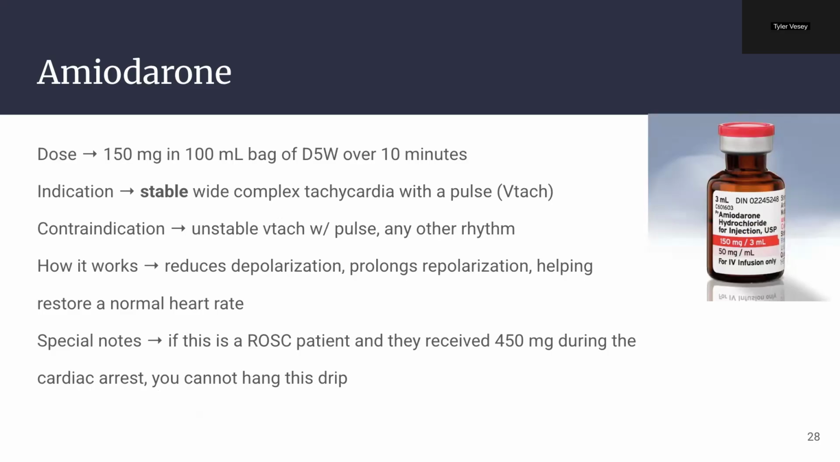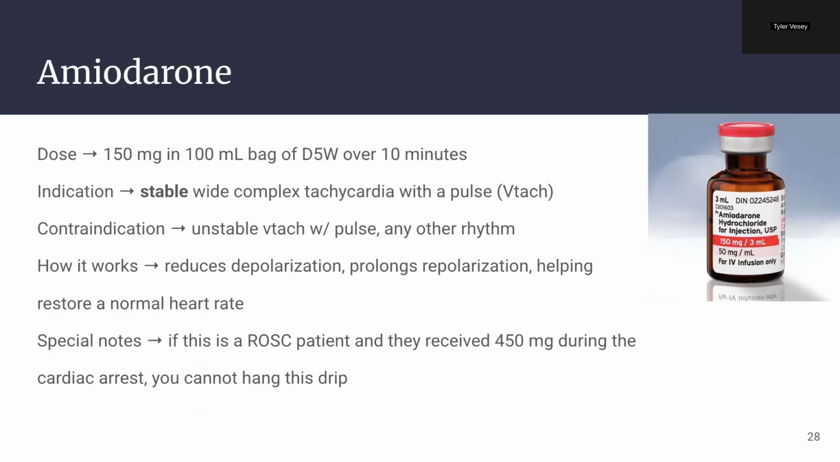Amiodarone. When we give it to a patient that is conscious or unconscious but with a pulse, that patient should probably get cardioverted. But a stable patient that has VTAC, we give amiodarone in a drip. It's going to be 150 milligrams in a 100 ml bag of D5W over 10 minutes.